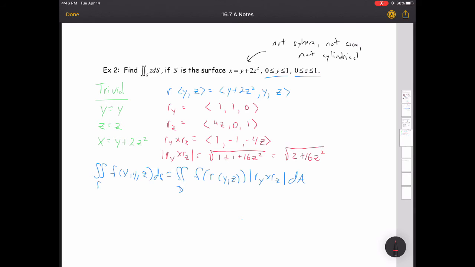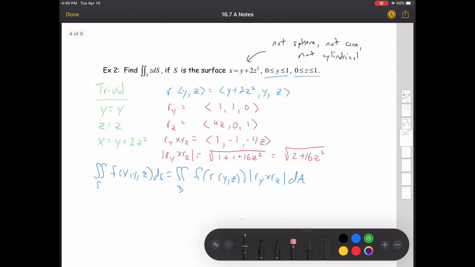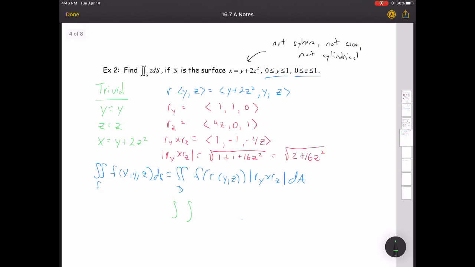We've parameterized it. Now let's go ahead and plug our information in. So we're going to have the double integral of our function of y and z. Well, our function of y and z is just z. So z on the outside times our magnitude of the cross product, which is the square root of 2 plus 16z squared dA. But dA is in terms of y and z, so it's going to be dy dz.